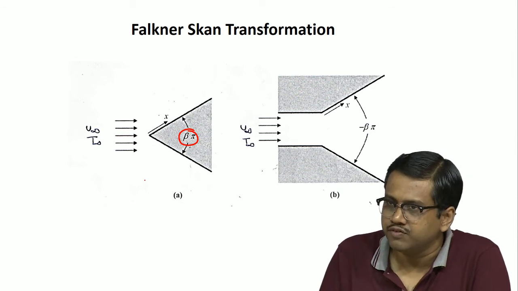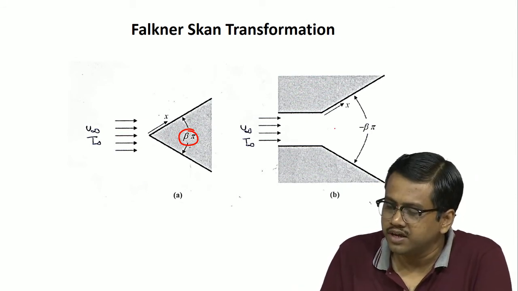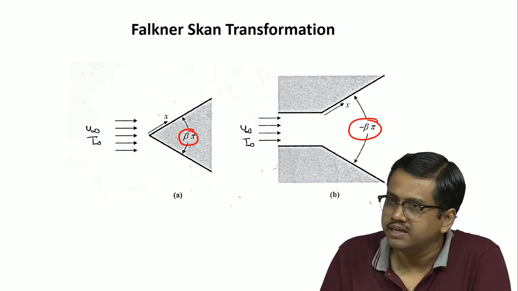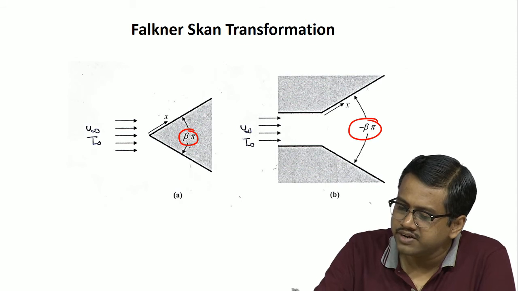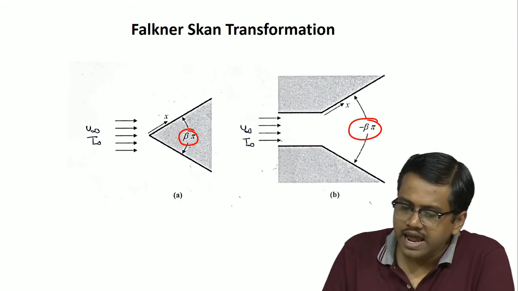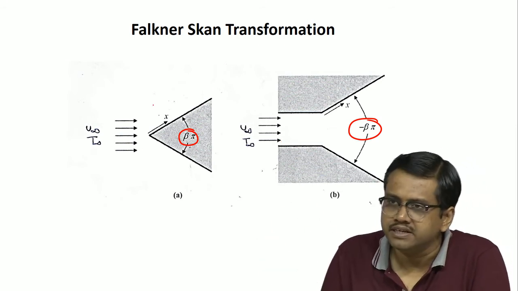So, this is more like a convergent channel kind of a flow, whereas the other part that you see is also another wedge, where the flow is a little bit diverging. This is minus beta pi. This is the direction of x, it is still u infinity, T infinity, and these angles can be anything that you want.